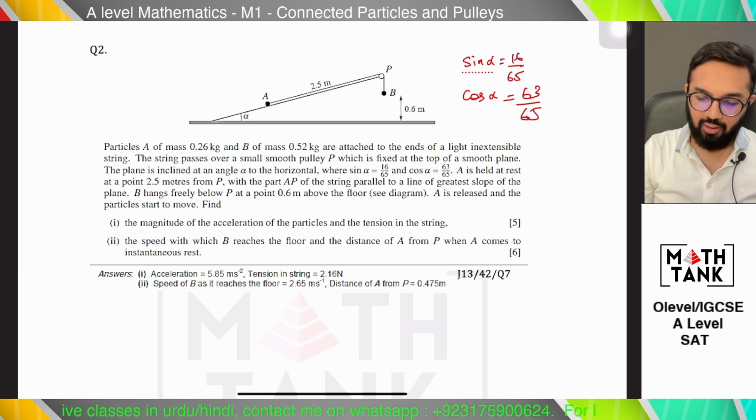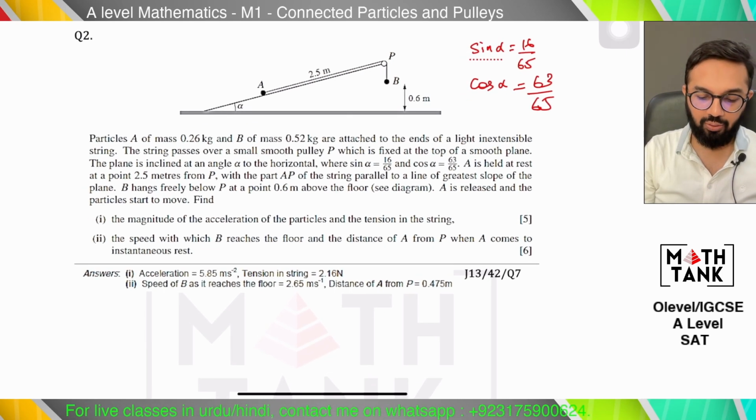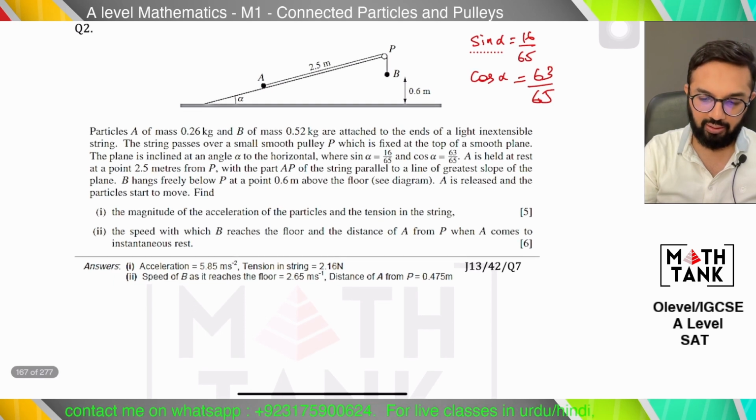Okay, A is held at rest at a point 2.5 meters from P with the part AP of the string parallel to a line of greatest slope of the plane. B hangs freely below P at a point 0.6 meters above the floor. A is released and the particles start to move. Find the magnitude of the acceleration of the particles and the tension in the string. Okay, so I will have to work on my diagram.